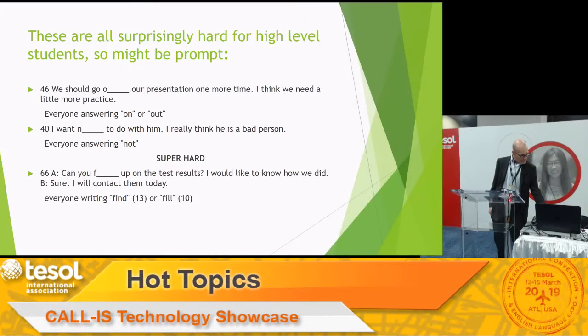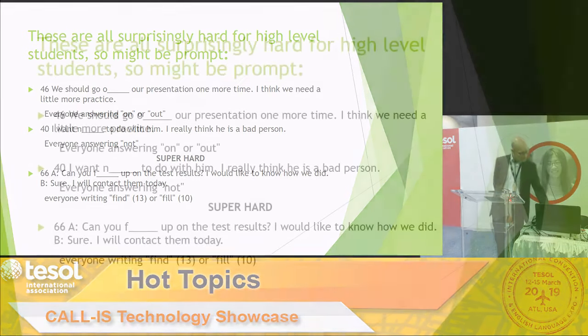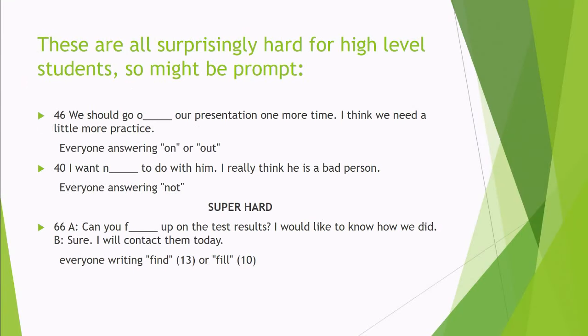And then also, question 21 was pretty easy. Okay. There was also the other end of the spectrum where some of the questions were more difficult. So for this one, for 46, we should go over our presentation one more time. That was quite a difficult one for the students. Okay. And then the last one was very, very difficult. So the answer is supposed to be follow-up, but very few students got that correct. So it's actually probably too difficult.